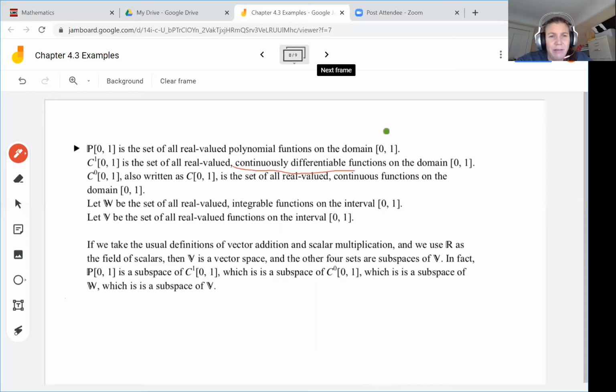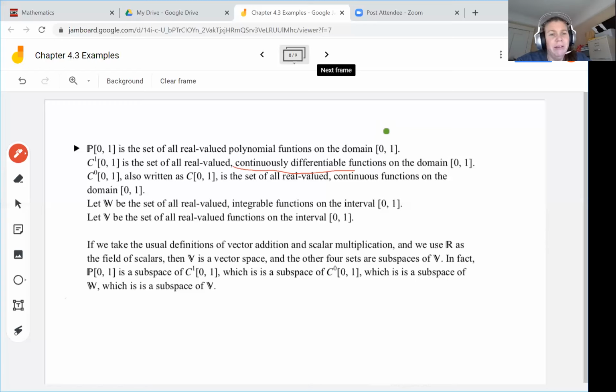So we're going to let W be the set of all real valued integrable functions on this closed interval 0, 1. And we're going to let V be the set of all real valued functions on this closed interval 0, 1. So if we take the usual definitions of vector addition and scalar multiplication, and we use the real numbers as our field of scalars, then V is a vector space, and the other 4 sets are subspaces of V. So it makes sense that integrable functions would be subspaces of all the other functions. Polynomial functions are subspaces of all the other functions, and continuously differentiable functions are subspaces of all the other functions.